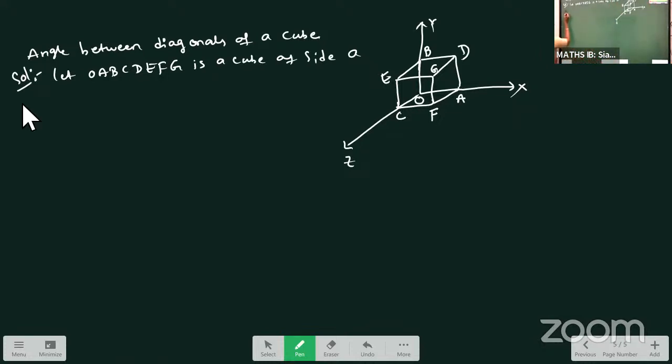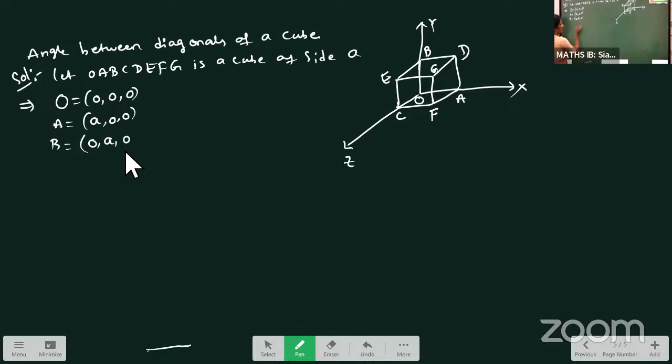First, name the vertices. First vertex, origin: always 0, 0, 0. Now what are the vertices of A, B, C? A is on the x-axis, right? Only the x-coordinate will be there, the remaining two 0. So x coordinate is A, the other two are 0. Next B. It is on the y-axis. Only the y place is A, the other two 0. C is on the z-axis. Only z will be A, the other two 0. So this is about A, B, C.